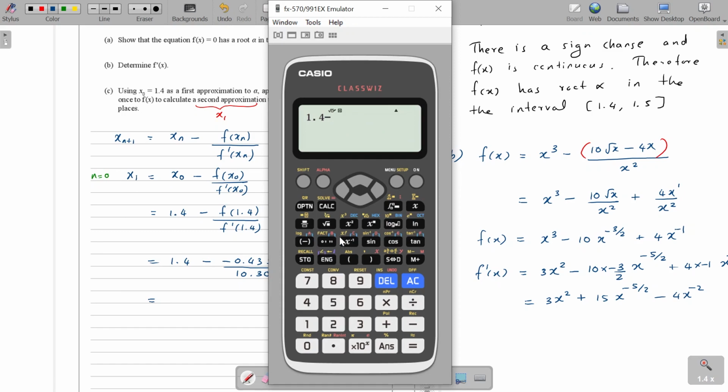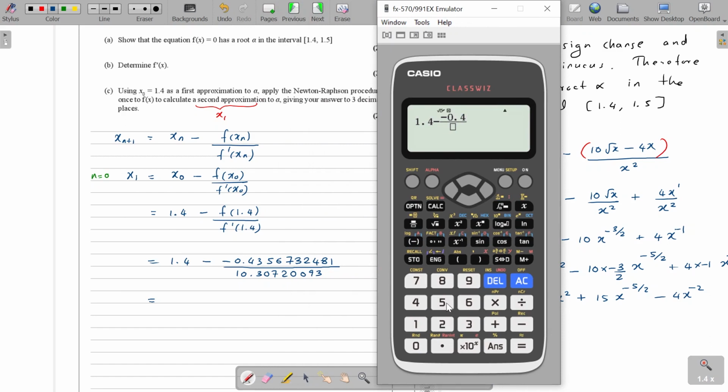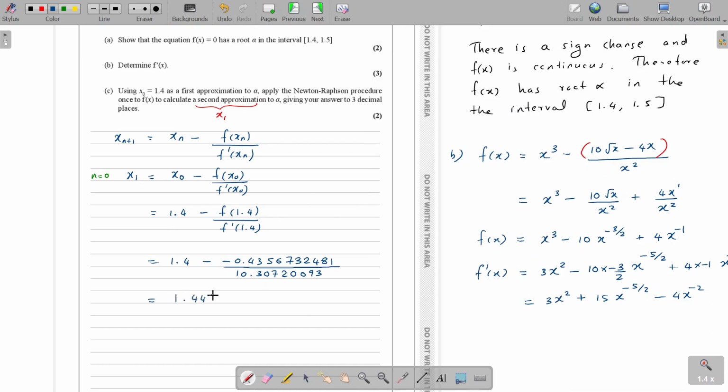1.4 minus 0.4356732481 divided by 10.3072093. You can reduce a few decimals, that is perfectly fine. I have taken an extra load of decimals here, 1.44. So 1.442 correct to 3 decimal places. Okay, is this clear?